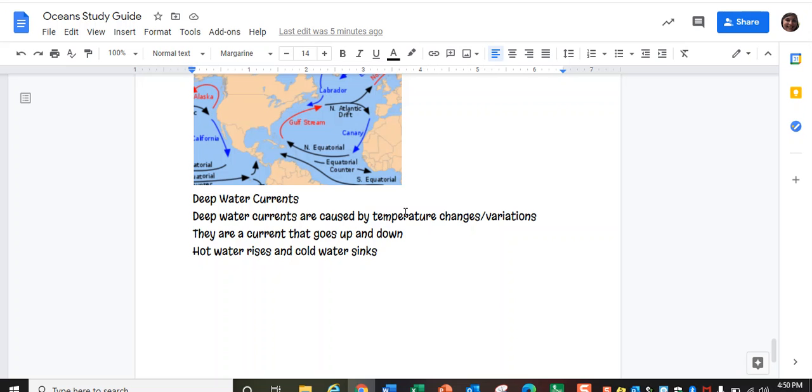The hot water stayed at the top, and the blue water sunk to the bottom, right? And that is that deep water current. Basically, the water just goes in this up and down because the water is hot and goes up, and then it cools down and sinks. And then it warms up and goes back up, and then it cools down and sinks. So those are the motions of the ocean.